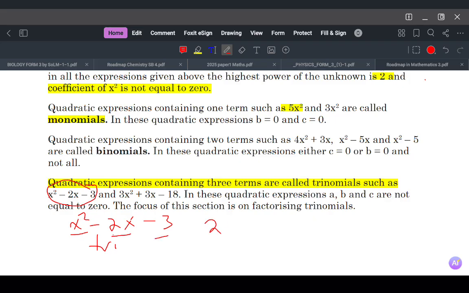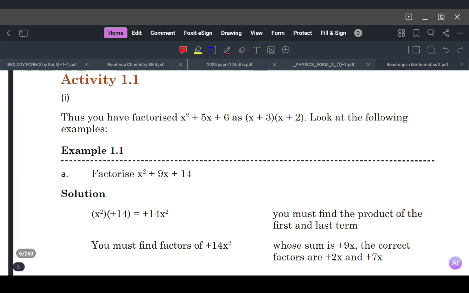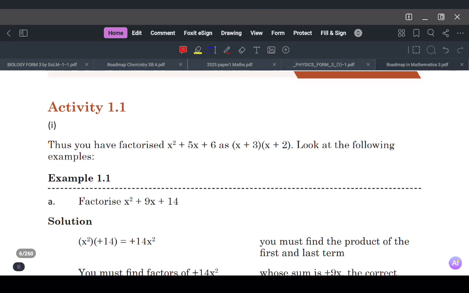Another example is 3x squared plus 3x minus 18. It's also another example of a trinomial. We have 1, 2, 3 terms connected together by positive and negative signs. All right, so I hope so far so good. We have looked at what a quadratic expression is and the different kinds of quadratic expressions.